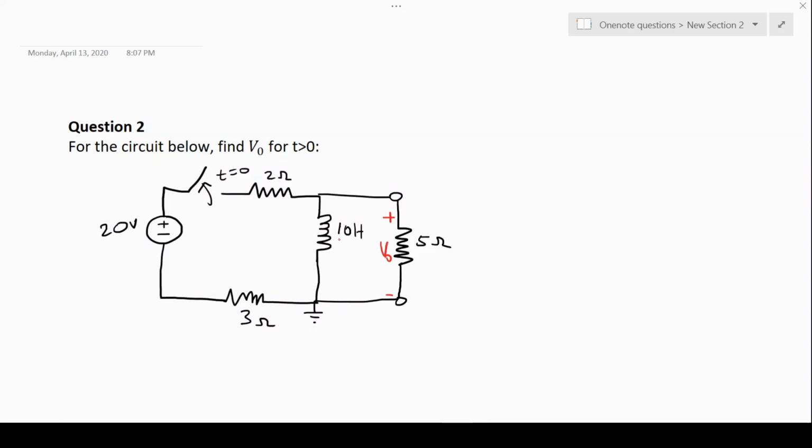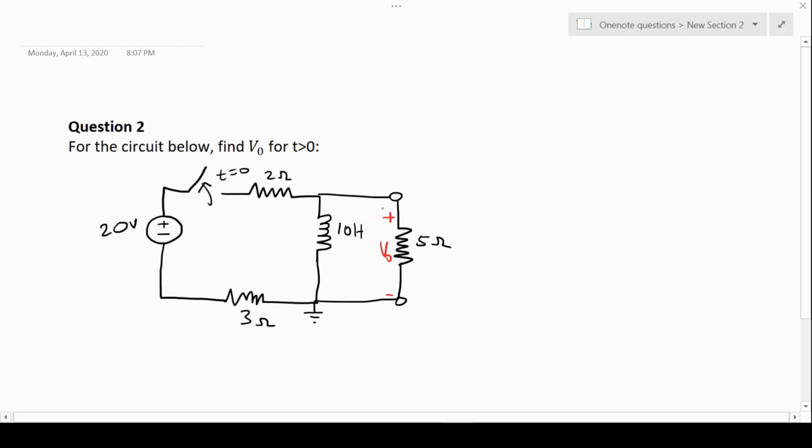So the question we're going to be attempting reads as follows. For the circuit below, determine V0 for t greater than 0. So we're looking for the voltage across the resistor. This question is slightly different from the ones you would ordinarily do, because ordinarily you'd be looking at the response across the element that is going to be storing energy, right? But now they're asking for the voltage across the resistor.